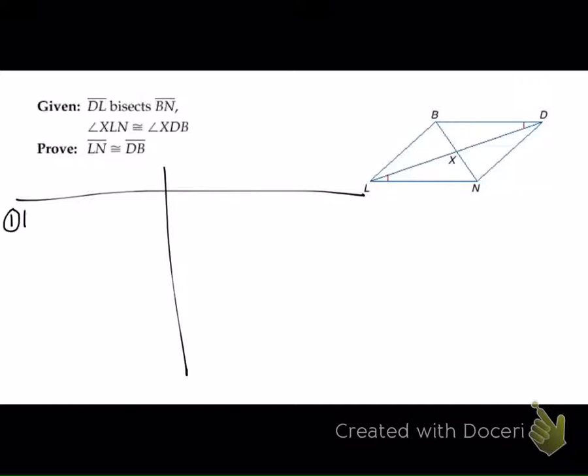So DL bisects BN. So what kind of bisector is this? Segment. It's a segment. So Bryce, DL is the knife that is cutting BN. So DL is slicing BN into two equal pieces. What are the equal pieces? BX and XN. Perfect. So BX and XN are congruent by the definition of a segment bisector.